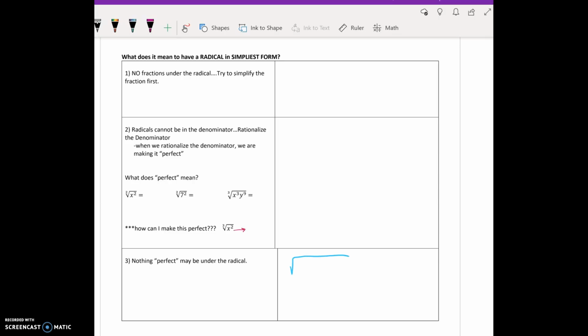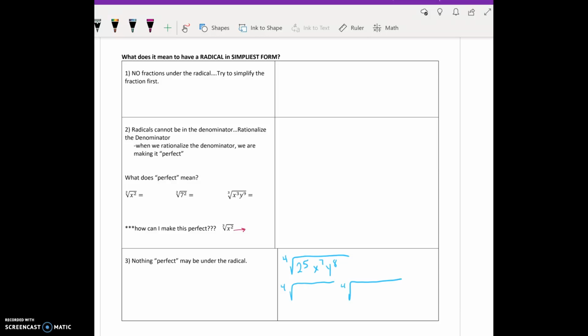You took something like this, and you made your perfect and you made your not perfect. So I'm not going to go over that with you because we just did a ton of problems. So instead what I want to address are the other two rules. The first rule says that I can't have a fraction under the radical, but I do want to try to simplify the radical first.